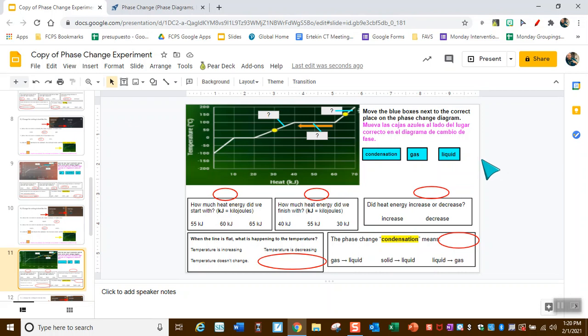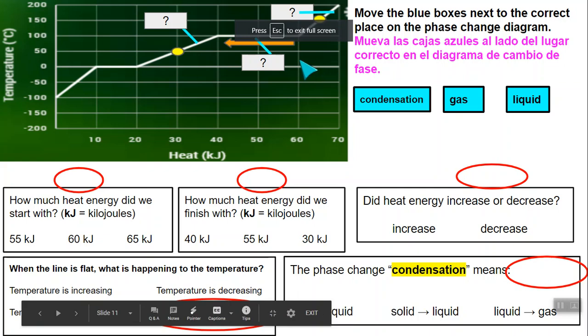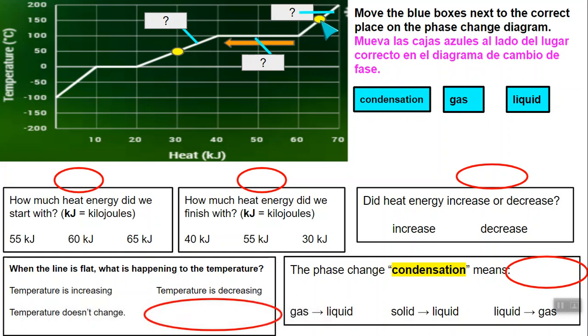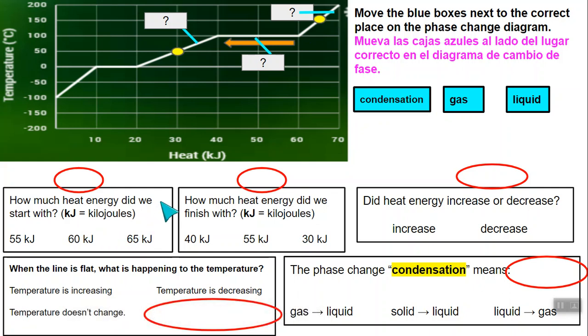Okay. How much heat energy did we start with? So remember, now we're going backwards. Acuerden, ahora estamos yendo al revés. So we started here. Empezamos aquí. So how much heat energy did we start with? Answer this question. 55 kilojoules, 60 kilojoules, or 65 kilojoules. Pause the video to answer this question. Pausa el video para contestar la pregunta.